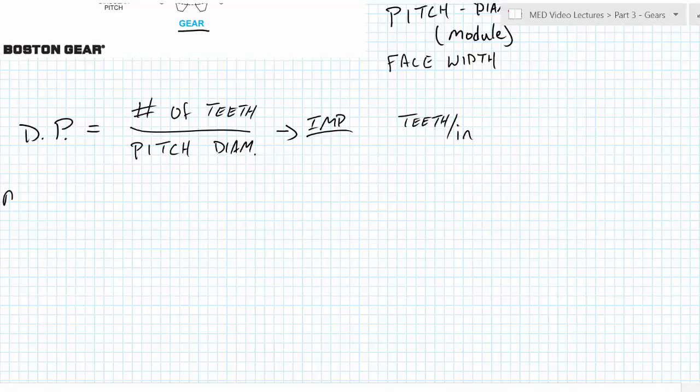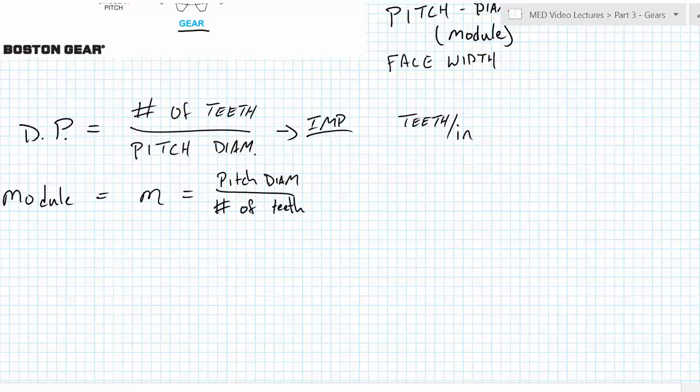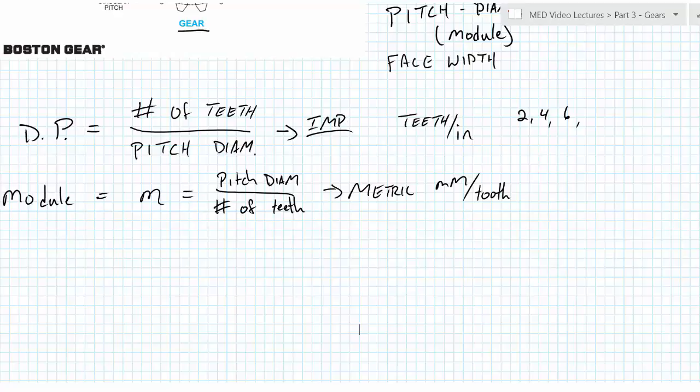The module is usually written with a lowercase m, and the module is, in a way, the inverse of this. It is the diameter of that pitch circle divided by the number of teeth. This is the metric method of identifying gears, and you get millimeters per tooth.